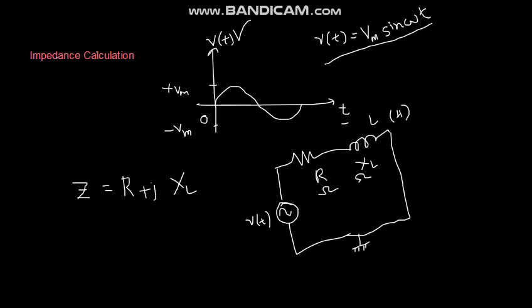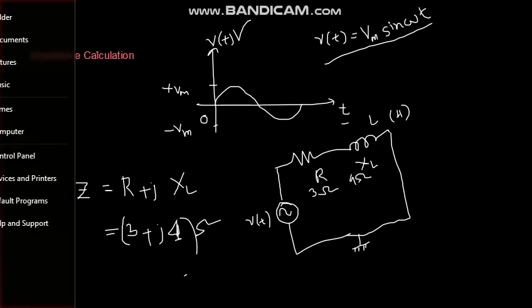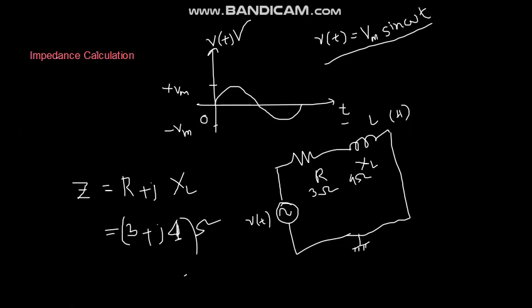Okay, and if the resistance in this equation is 3 and inductance is 4, so we can easily write down 3 plus j4 ohms. Okay, and you can find it out in the RL circuit.